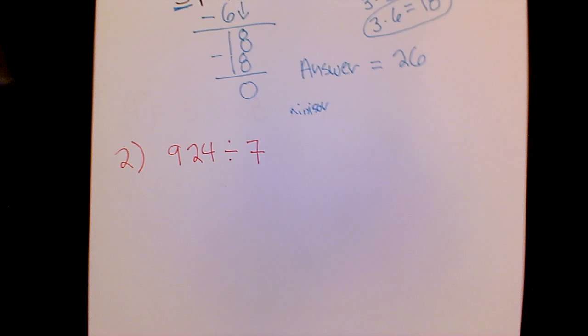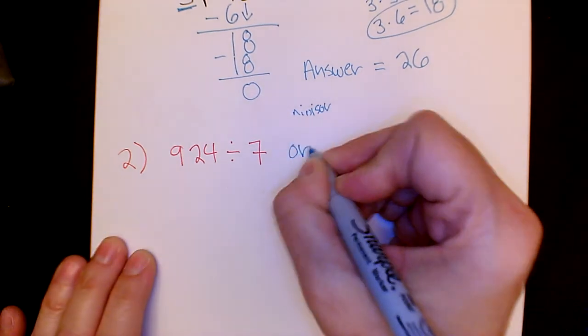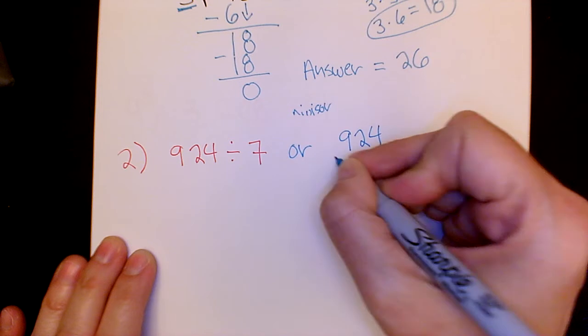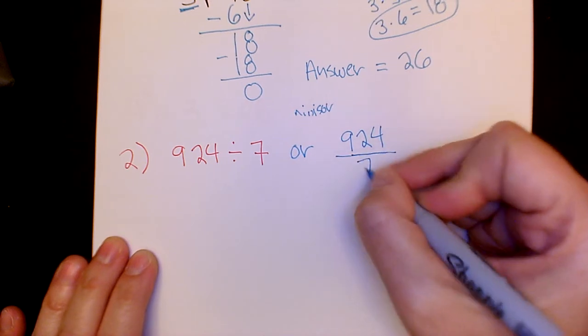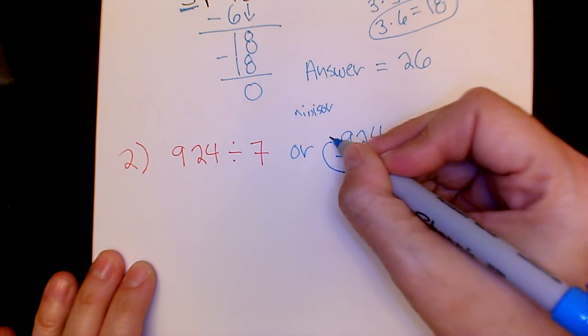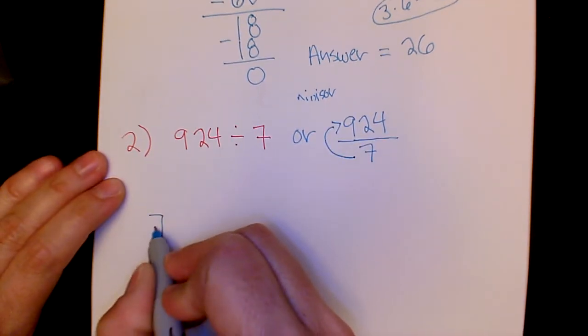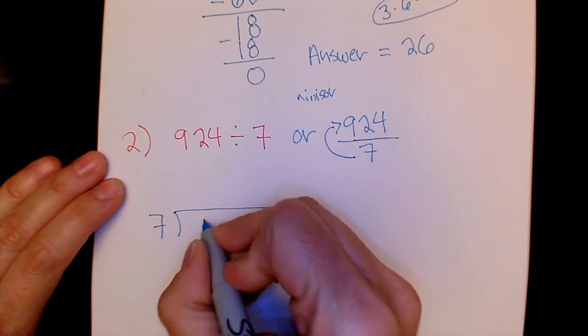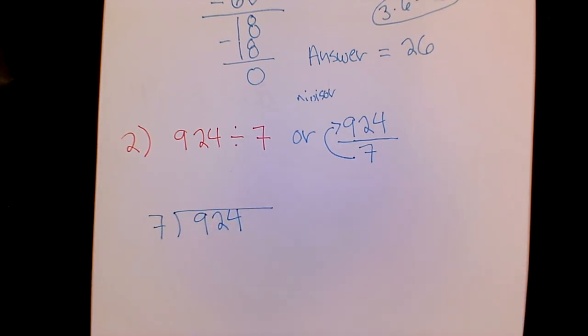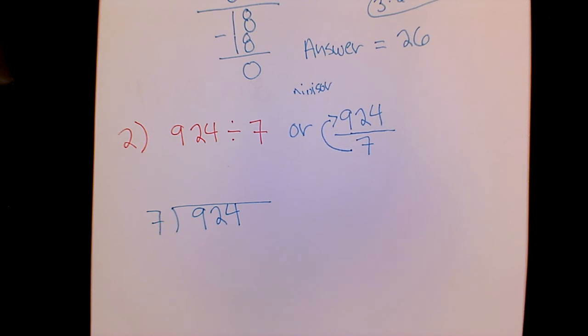Okay. Let's try the next problem. 924 divided by 7. Or 924 over 7. And again, 7 gets divided into 924. So 7 is on the outside, and 924 is on the inside. Okay, so we're taking 7 and dividing it up into 924.